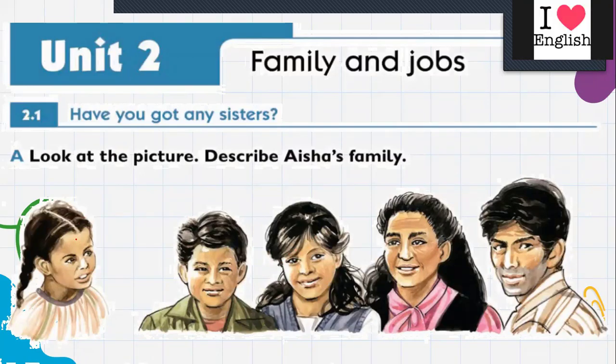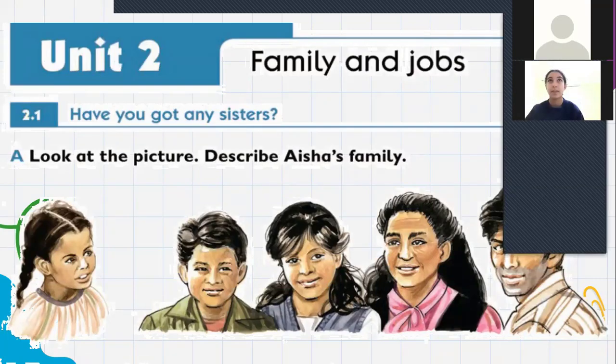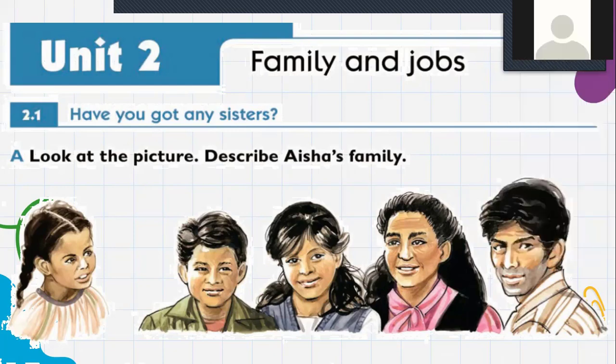Yes, five people. So this is Aisha. This is her brother. What about this one here? Her sister. Yes. What about this one? Her mother. Yes. And this is her father. Great. Okay. Has she got any sisters? Any sisters? Yes, your name, please. Hanan. She has one sister. Yes. She has one sister and one brother. But we are talking about sisters, so you have to say she has only one sister. Okay. How many brothers has she got?